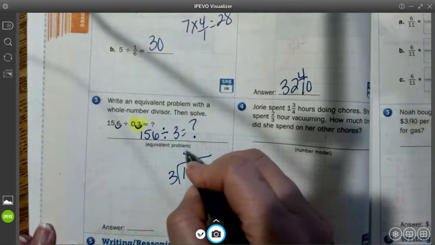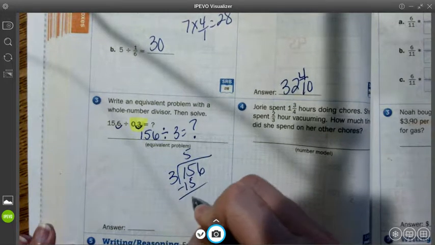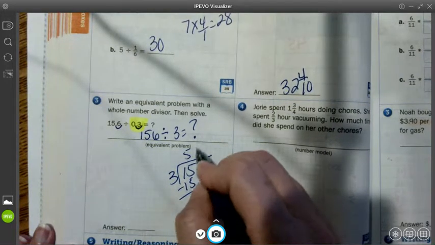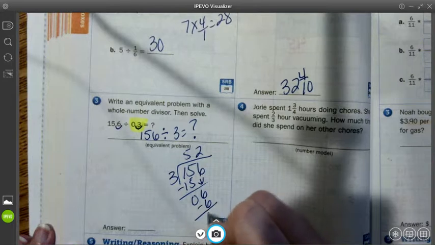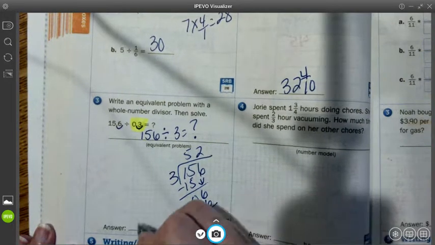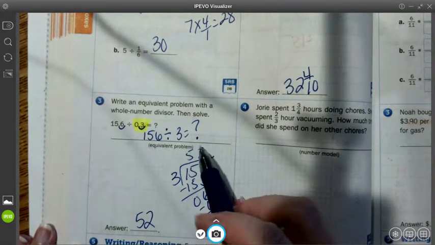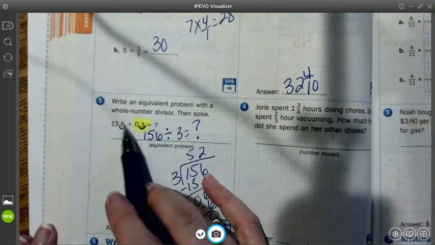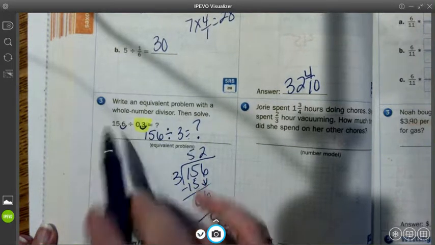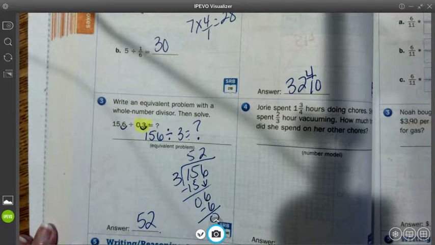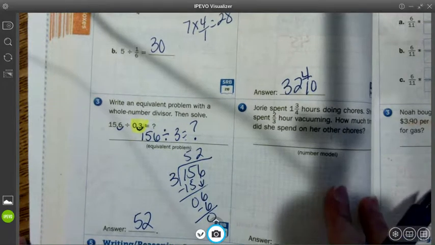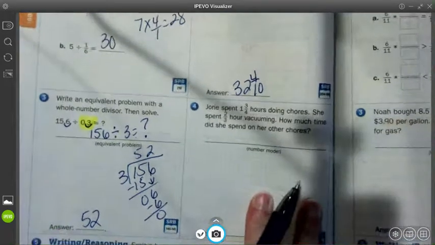Okay, if you are unpausing the video and you did long division, it might have looked something like that. And you should have got an answer of 52. And that answer 52 is the answer to this problem, but it's also the same answer to the decimal problem above as well. Okay, looking at number 4.